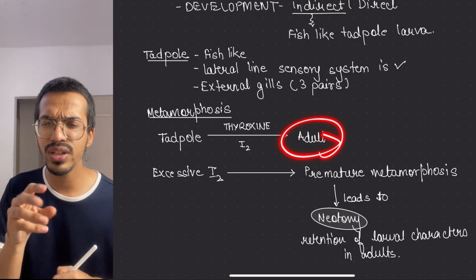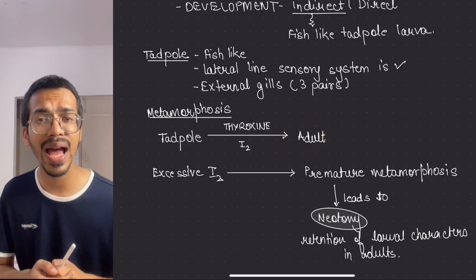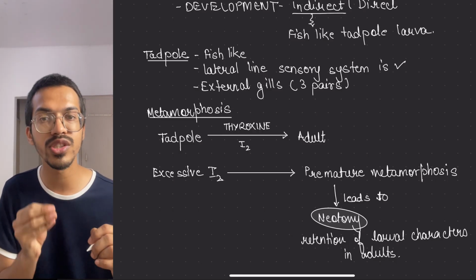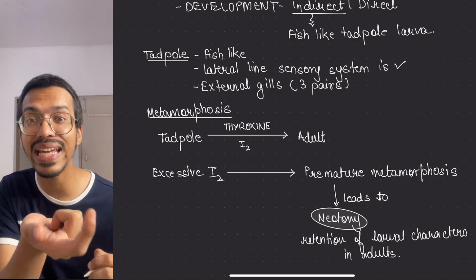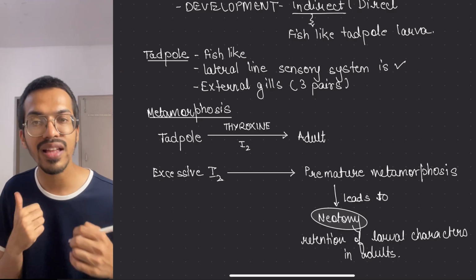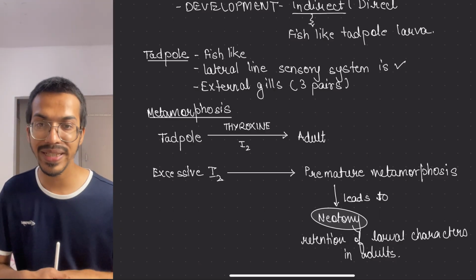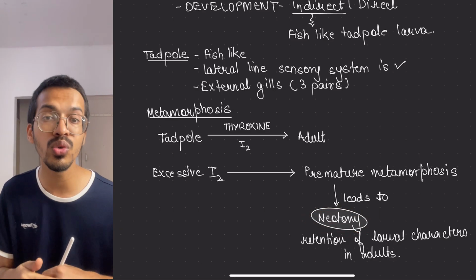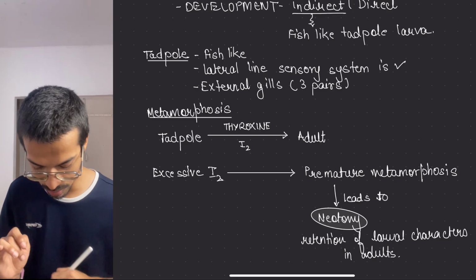Sometimes what happens, if we give excessive iodine, then what happens? The adult is a premature adult form, which has larval characters, meaning maybe a tail is present in some of the frogs, and this condition is called neoteny. It means larval characters are retained in the adults due to premature metamorphosis. Okay, early metamorphosis.